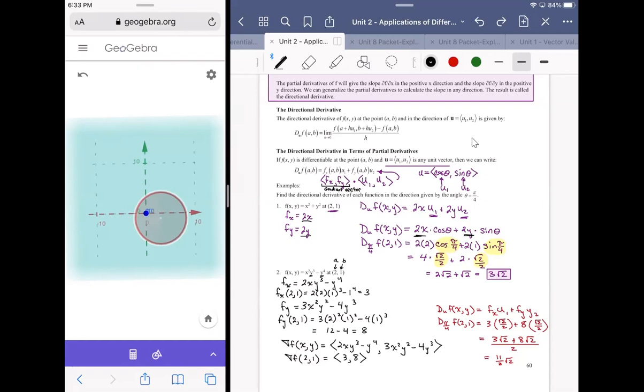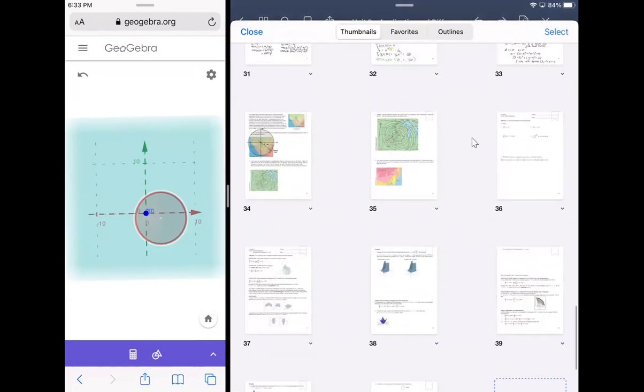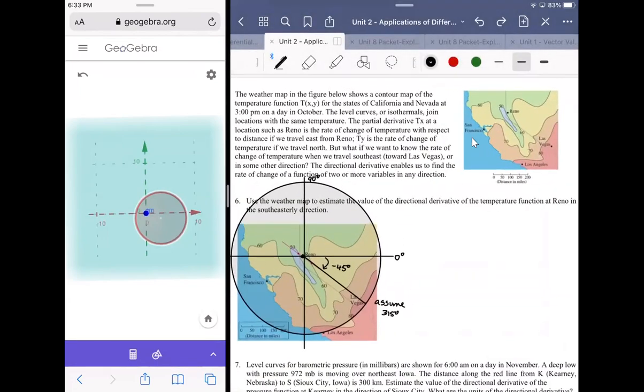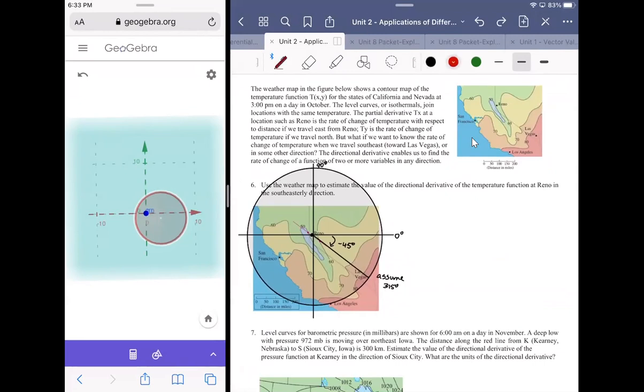Then it's just a matter of evaluating at a particular point, right? So let me show you what that would look like. We'd have D sub u of f(x, y) equal to f sub x cosine theta plus f sub y sine theta. All right, that's a general rule that has been modified to suit our needs right now.